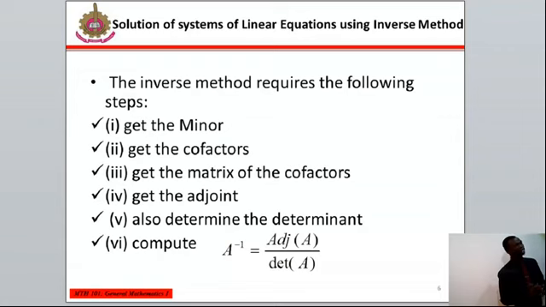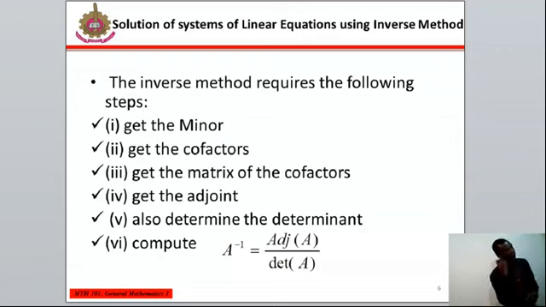The first one is to get your minor. The second is to get your cofactors. The third step is to get the matrix of the cofactors. And after that, you get your adjoint. After that, you determine the determinants, and you compute all what you've gotten, that is from your minors, cofactors, and so on and so forth, and you compute them using the formula in number 6, as you can see, VI.